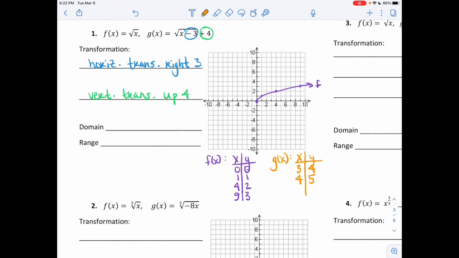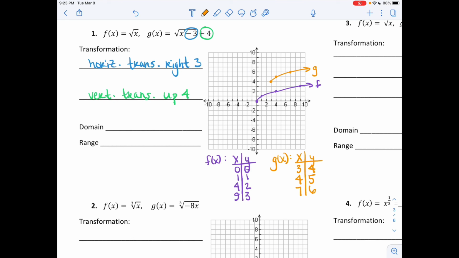And then I want to get the next perfect square. So I had a 4 minus 3 was 1. Next, I want to make this into a 4 so that the square root is 2. And in order to do that, x needs to be 7. So I'm going to plug in 7, and I will get a y value of 6. Let's plot those points. 3, 4, 4, 5, and 7, 6. And that gives me a few points to get my graph going. So this will be G.